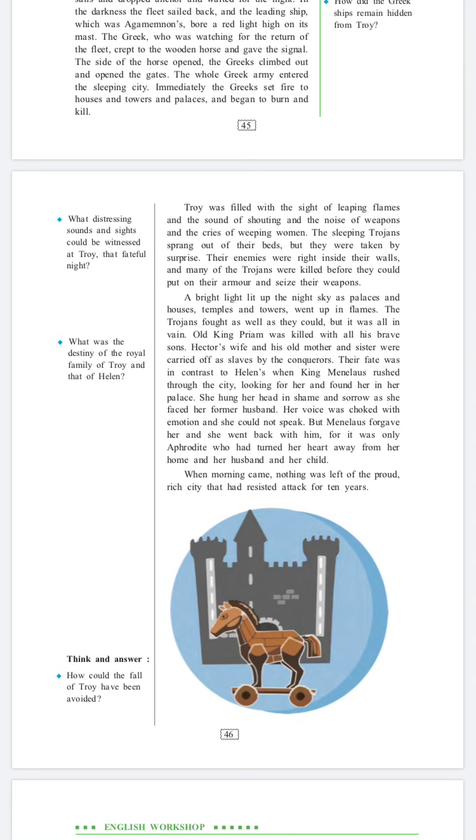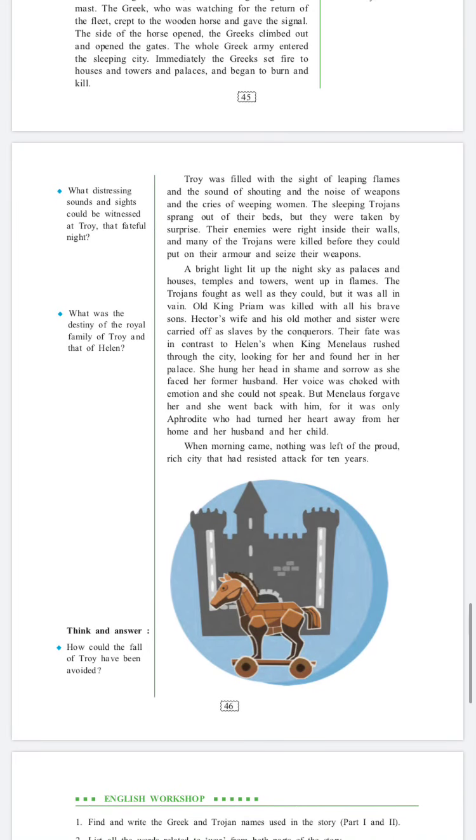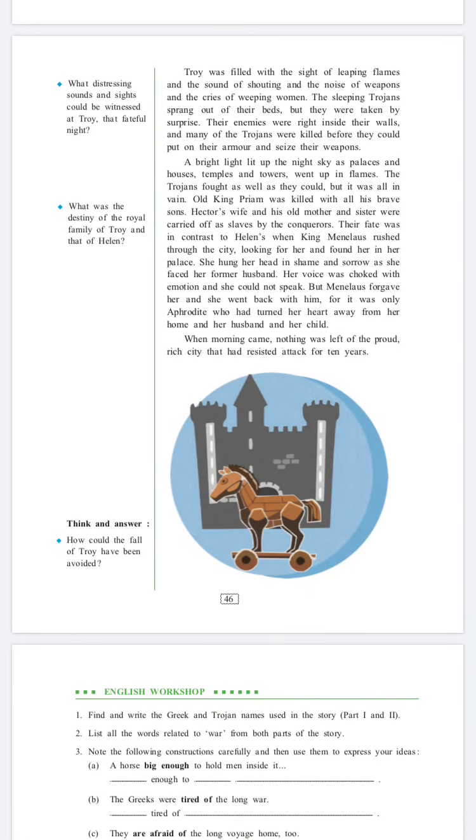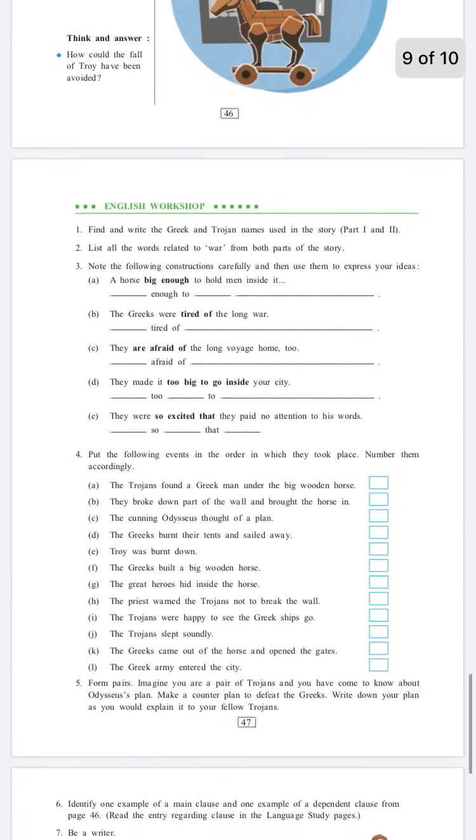Here are a few questions. What distressing sounds and sights could be witnessed at Troy that fateful night? What was the destiny of the royal family of Troy and that of Helen? Think and answer the following. How could the fall of Troy have been avoided?